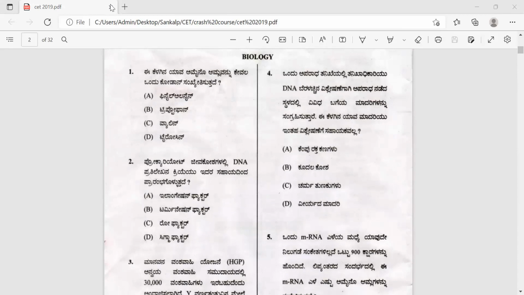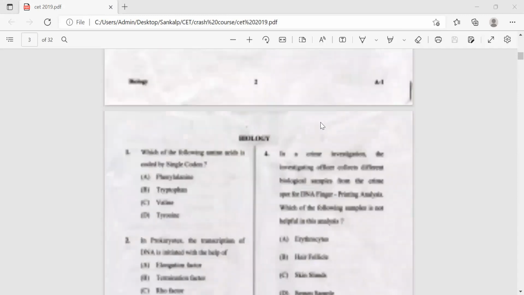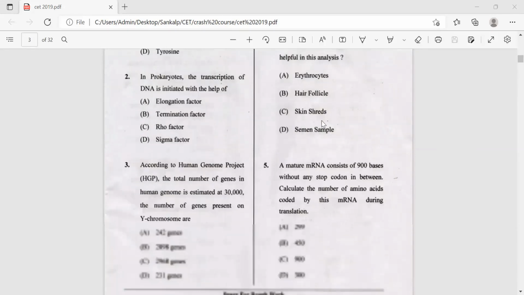Janvi answered option A, Sindhu option A, Vani KS option A, Kirtana option A. So the right answer, very good, is option A, red blood cell. Why? Because red blood cells don't have a nucleus, and without a nucleus we can't extract the DNA. So the right answer is erythrocytes, or RBCs. Next.